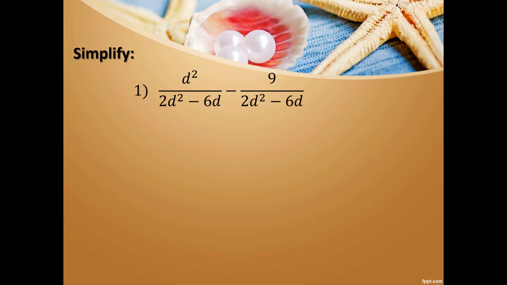So let's look at this first problem here. We've got d squared over 2d squared minus 6d minus 9 over 2d squared minus 6d. Okay, so we have the same denominator. So in this case, since we have a minus sign right there in the middle, we can just subtract the numerators and combine those and put those over the same denominator. So let's do that. So now we got d squared minus 9 all over 2d squared minus 6d.